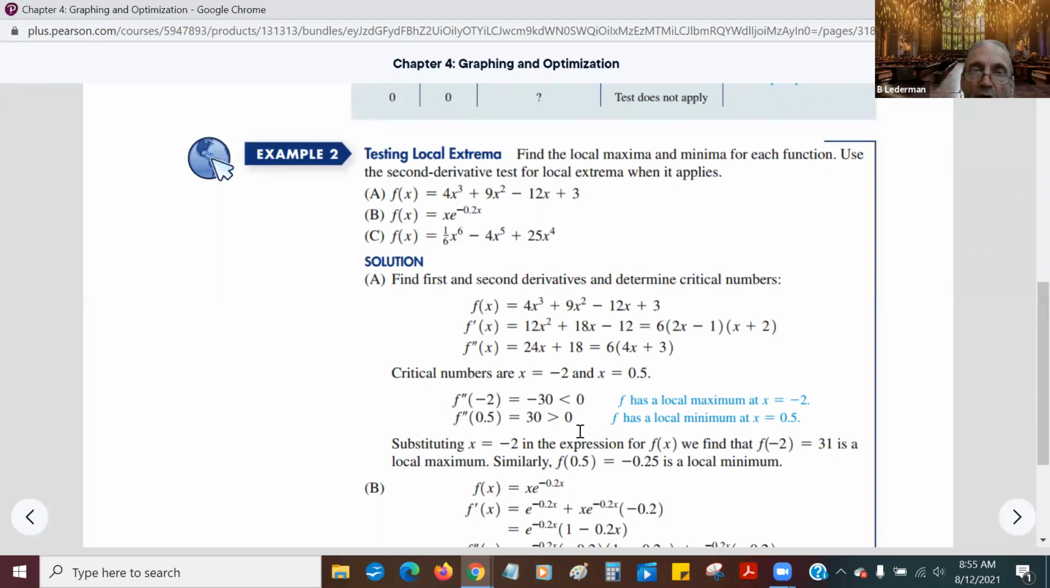Now, when we plug -2 into the original function f of x, we see that -2 gives us +31, and so (-2, 31) is going to be a local max, and (0.5, -0.25) is going to be a local min.